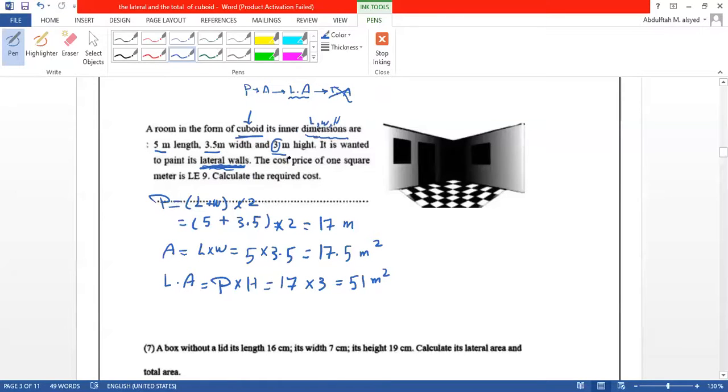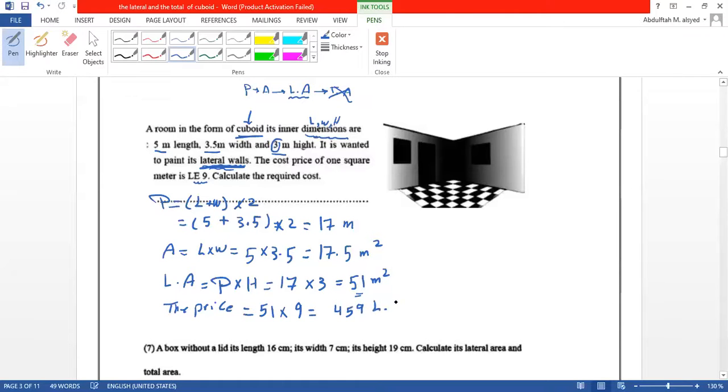Okay, now the price of painting 1 square meter is £9. So you have to find the price. The price equals 51, the required area, times the price of 1 meter, 9, equals 945 pounds.